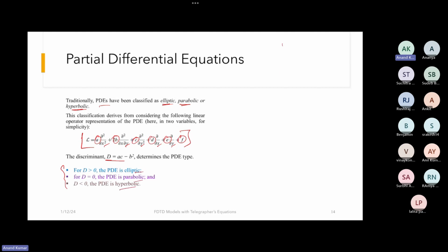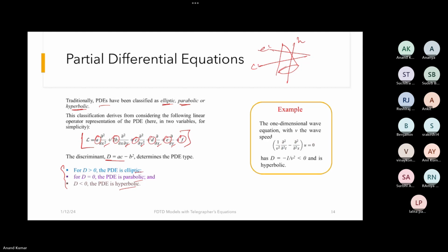These come from the conic sections, if you recall. I think I last studied it in engineering mathematics. If you cut the conic section at different places, you will end up with a hyperbola, ellipse, a circle, or a parabola. The way you cut your conic section gives you one of these functions, and these are determined based on the discriminant value that you calculate.